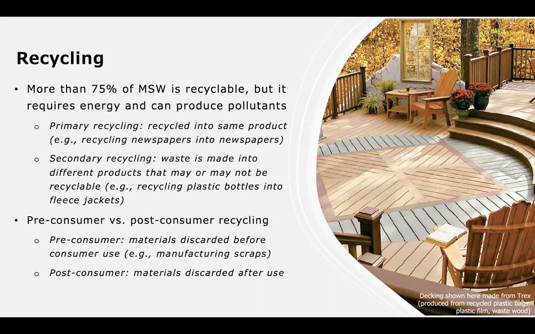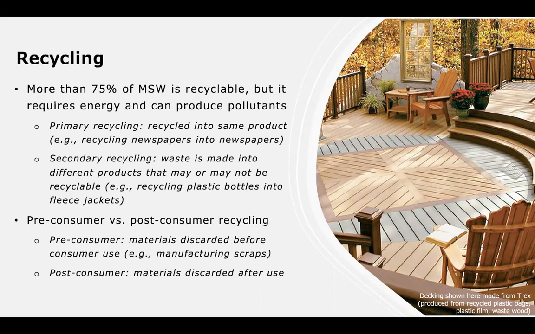All right, so another step up the hierarchy in terms of waste management is recycling, composting. More than 75% of municipal solid waste in the US is actually recyclable. However, the process of recycling these materials requires energy, and it can also produce its own pollutants through the transportation and the processes required to recycle those materials. So you've got primary recycling, which is where the material is recycled into the same product. An example there being newspapers recycled to make more newspapers. Then you've got secondary recycling, where the waste is made into a different product. And an example would be recycling plastic bottles into fleece jackets.